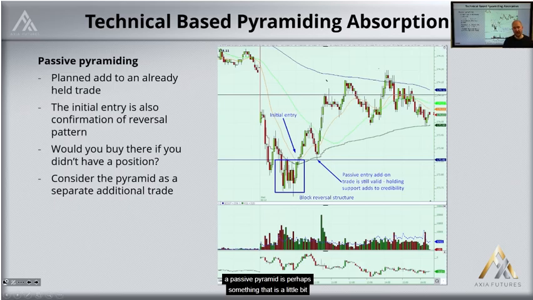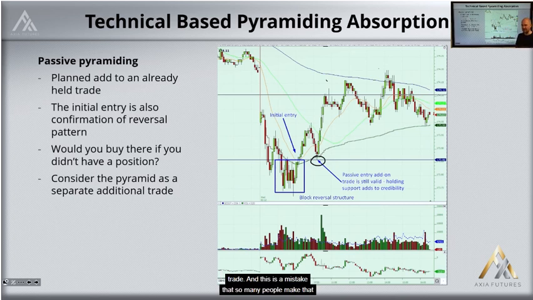Now, a passive pyramid is perhaps something that is a little bit more definable. With a passive pyramid, you already know where you can potentially add on to this trade. Using, for example, a block reversal. This is using a similar kind of concept to that reversal pyramid, if you will. You can enter here, there's your initial entry on the block reversal, the breakout of the range. Now, you can plan very clearly here that if you get a pullback that starts to show signs of absorption down here, that holds the top of the block, then you can add on to this trade.